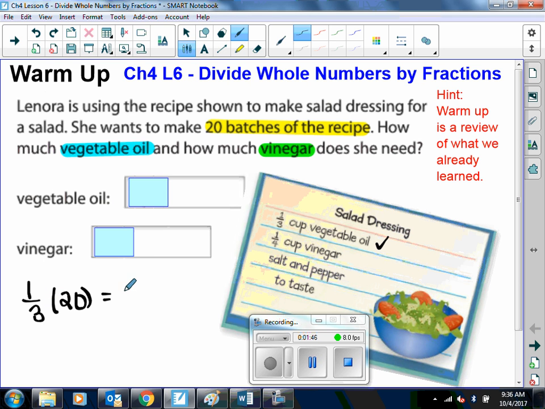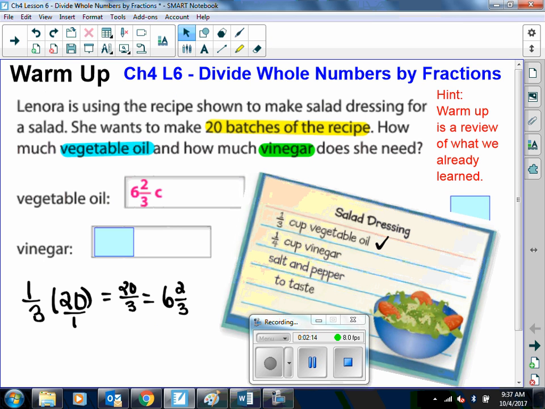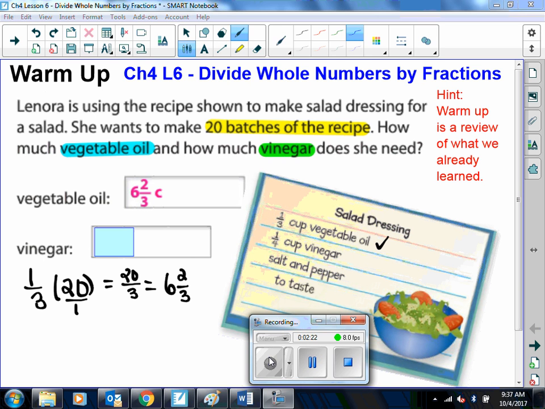So here, can I simplify before I multiply? Nothing simplifies. So when we multiply straight across, we get 20 over 3. So, how many times does 3 go into 20? 6 times, with how many left over? So this is going to be 6 2/3 cups. Don't forget, when you are working with word problems, you need to make sure you label your answer.